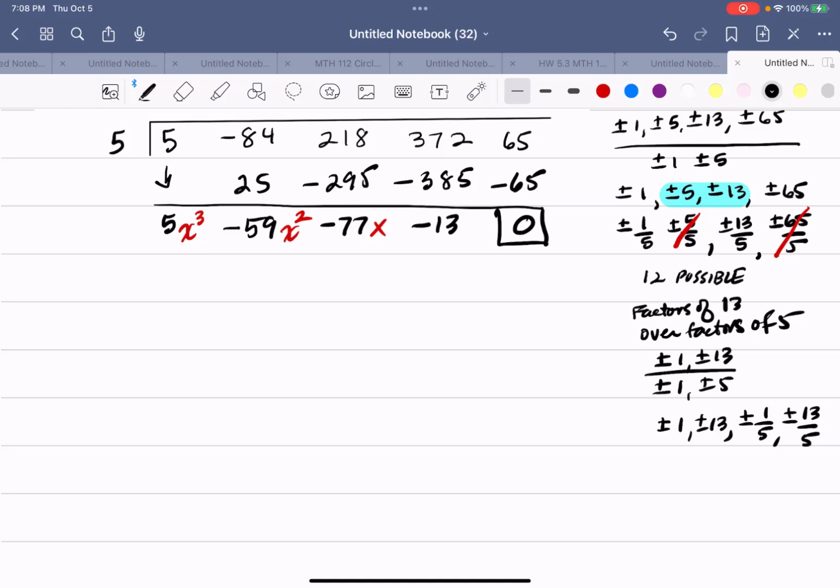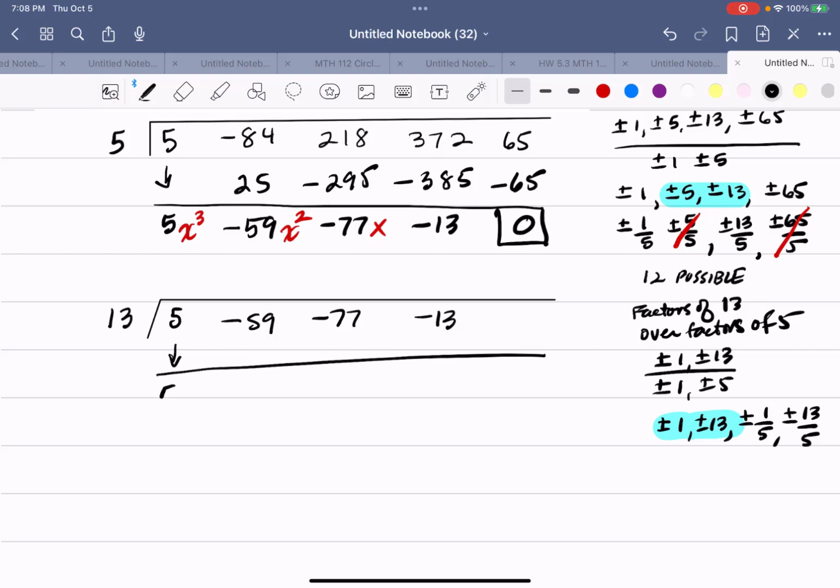So I start in the middle, somewhere in here, and probably would try all 4 of those, but before I would try the fractions. So I'm going to go with 13. And I'm going to take these new coefficients, 5, negative 59, negative 77, negative 13. I'm going to drop my 5, and I'm going to multiply. 13 times 5 is 65. Negative 59 plus 65 is positive 6. 13 times 6, 78. I add them together. I get a positive 1.